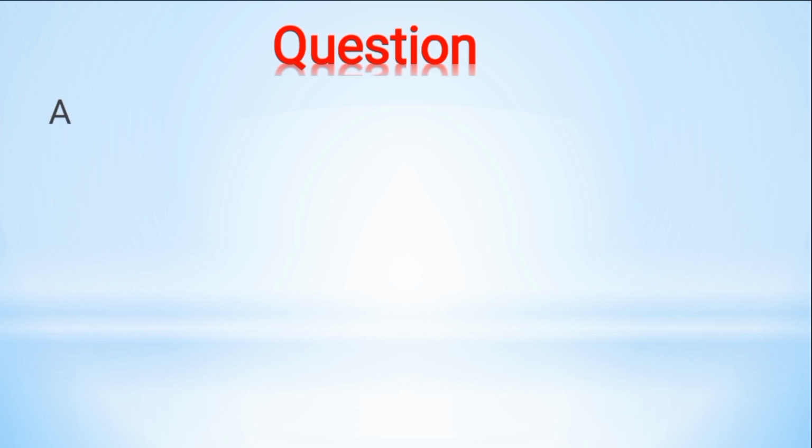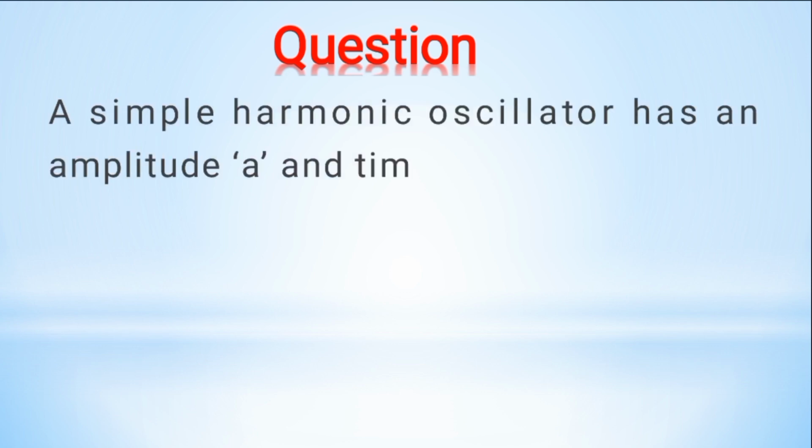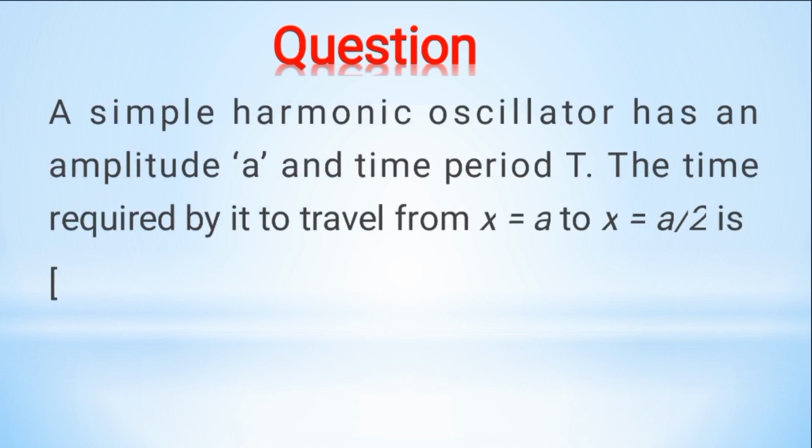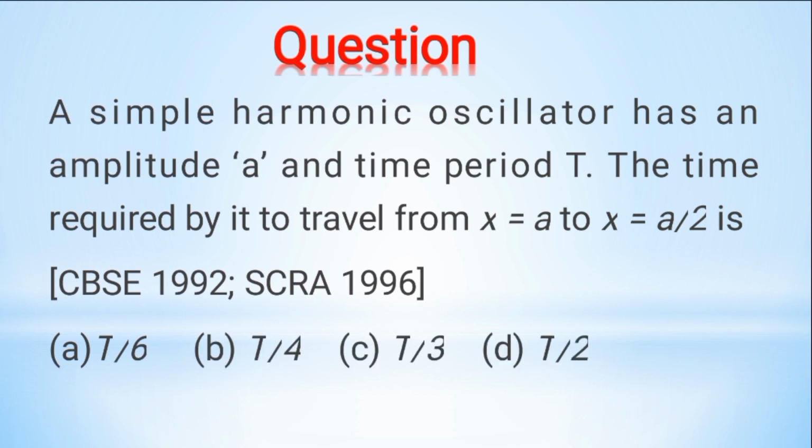So the question is, a simple harmonic oscillator has an amplitude A and time period T. The time required to travel from x is equal to A to x is equal to A by 2 is, and the options are given below.